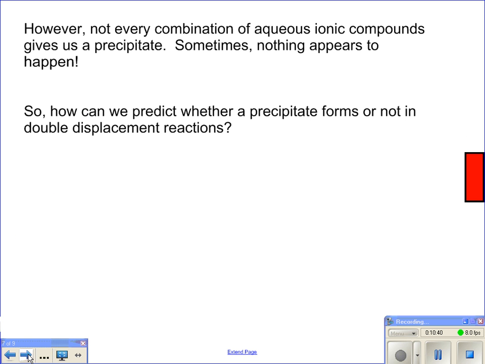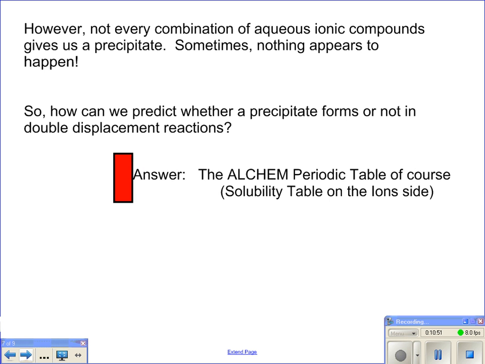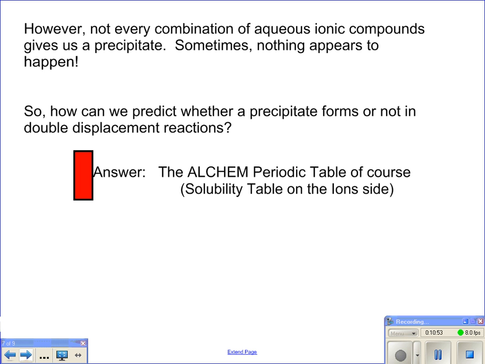Well, we have a tool that you've been using all along in this course that has all kinds of little cheats and things for you to make life easier for you in chemistry. And the answer is we can use our friend, the alkane periodic table. And we're going to use something on it called the solubility rules or the solubility table. And it's on the ions side of the table, not the element side.